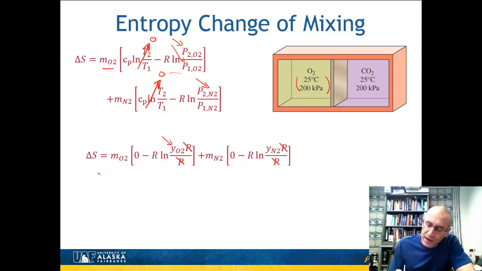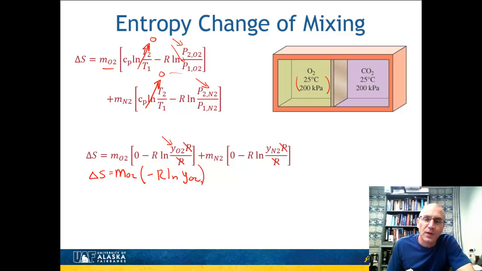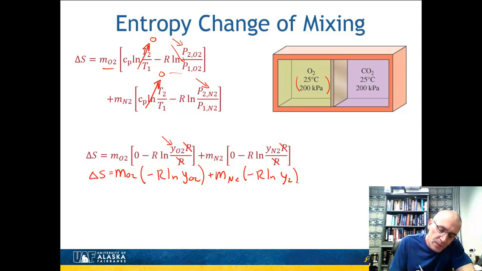So what I end up finding is that the change in entropy is the mass of the oxygen times minus R ln of y_O2, so it's simply the natural log of the final mole fraction. Then I add the mass of the second gas times minus R ln of y_2. If I'm doing this in mass, these are the R values for each particular material. If this was in terms of moles, this would just be the universal gas constant.